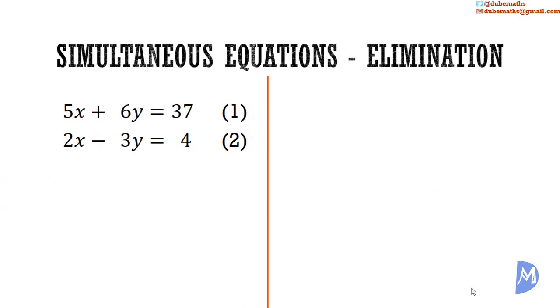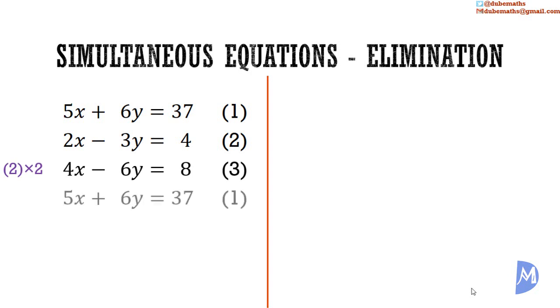What about 5x plus 6y is equal to 37 and 2x minus 3y is equal to 4? We would recognize the LCM of 5 and 2 is 10, but the LCM of 6 and 3 is 6. So we just have to multiply the second equation by 2. Multiplying would give us 4x minus 6y is equal to 8. We rewrite the first equation, and then we can easily just add equation 3 to equation 1 to eliminate y.